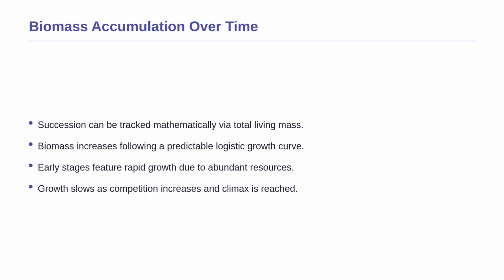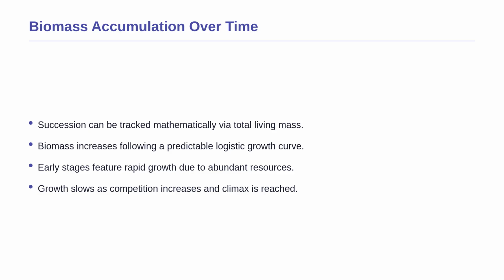Now that we understand the biological importance, let us look at how we can measure this progress mathematically. While succession is a highly visual process, ecologists track it by looking at how the total living mass, or biomass, increases over time. As pioneer species grow and are replaced by larger shrubs and trees, the total biomass follows a predictable mathematical pattern known as a logistic growth curve.